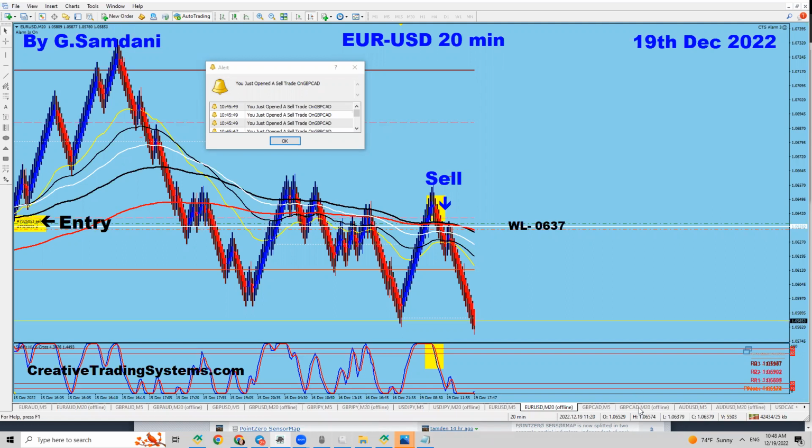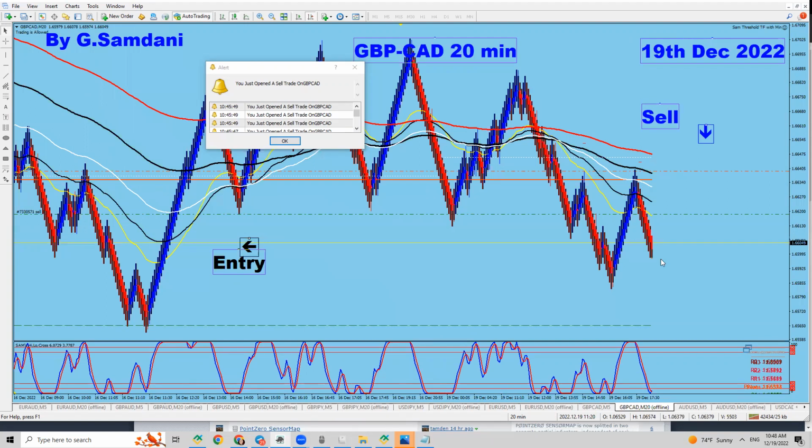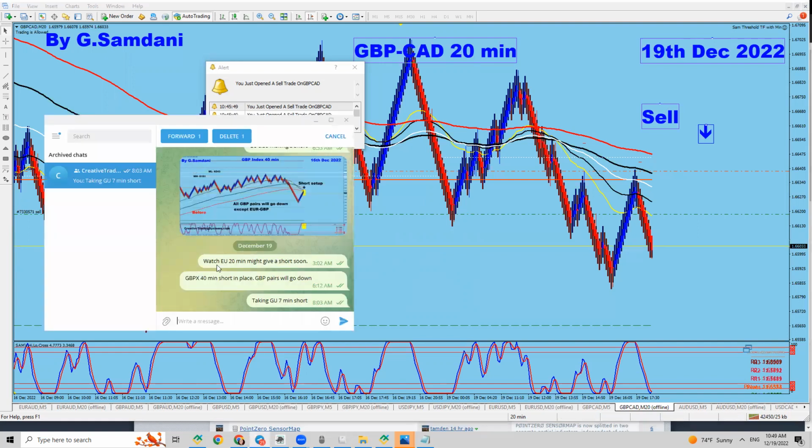So I got in pound CAD as well, and let's see how it is going now. Let's see if it goes any more. I already posted on the Telegram about pound. Let me show it to you here. See that? This is the Telegram. I posted that pound index 40-minute short was in place. The pound index 40-minute chart making a short means that pound is going to drop and get weaker. So I said pound pairs will go down.